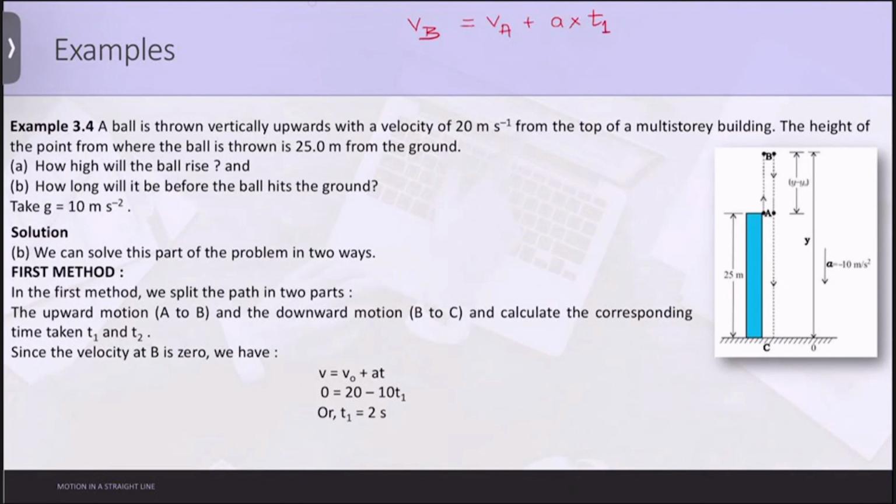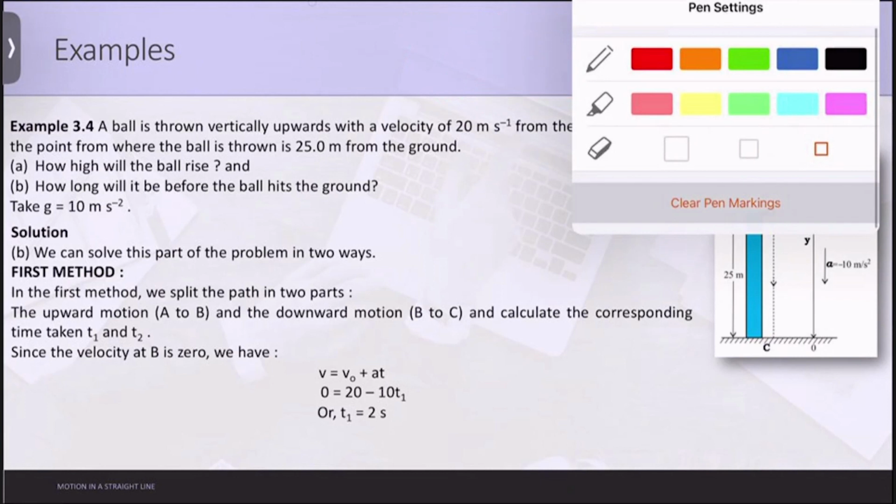What is the final velocity? Final velocity is 0. What is the initial velocity? Initial velocity is plus 20, given in the question, plus A times T. What is A? A's value is minus 10, into T. Simple calculation gives you the value of T1 as 2 seconds. Fine, so this is the first calculation. Keep this aside and start calculating the second thing now.